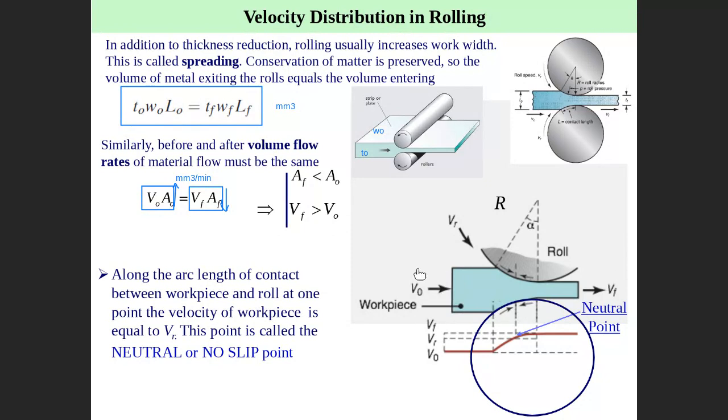Exit speed must be higher than initial speed. So entrance speed is low, exit speed is higher. Why? Because the flow rate is constant. The VO AO equals VF AF, and AF here, as you can see, is smaller, then VF must be bigger than VO.